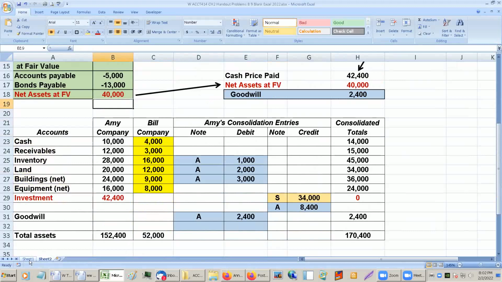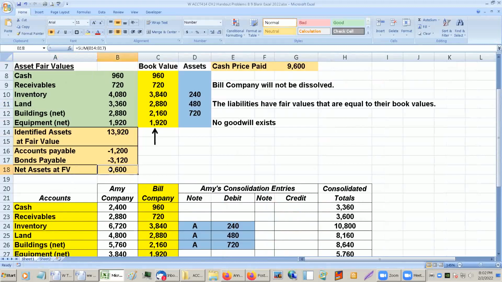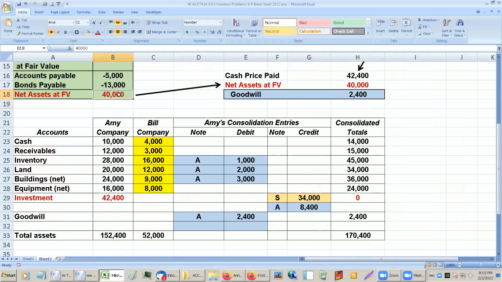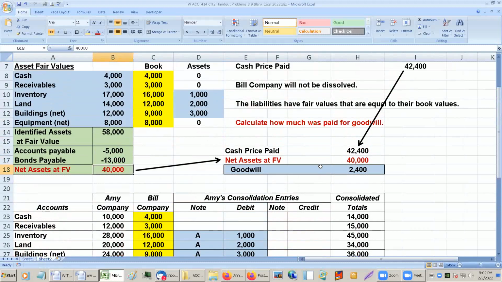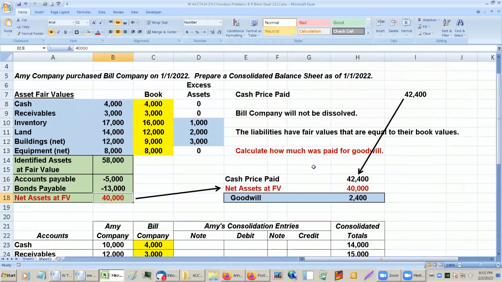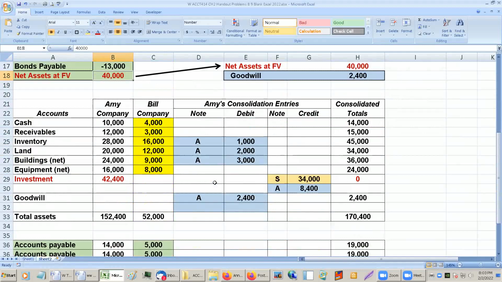And by the way, going into the future, we are going to have these goodwill calculations. So it's a good habit. This is something we're going to be using quite a bit. It's a very common thing to have happen. So, any question on this?